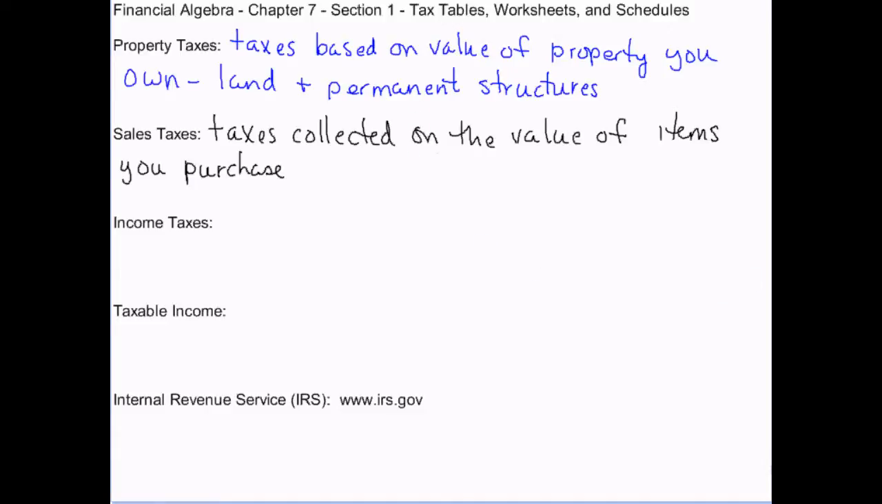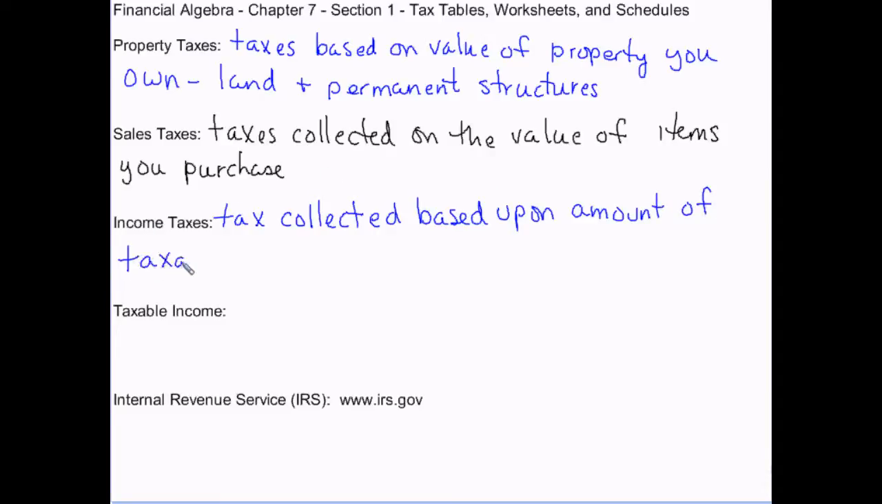Income tax is tax that you pay on the amount of money you earned. Okay, and I'm going to put in here taxable income, because there is a difference between general income and taxable income. Taxable income is the amount of money that can be taxed.